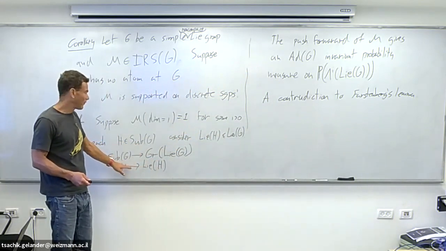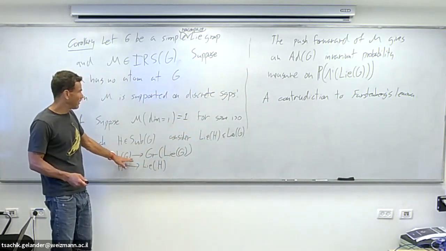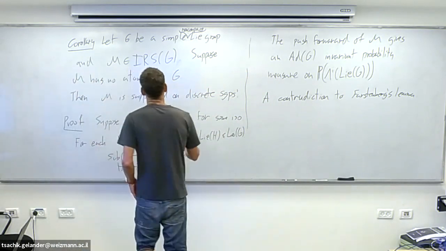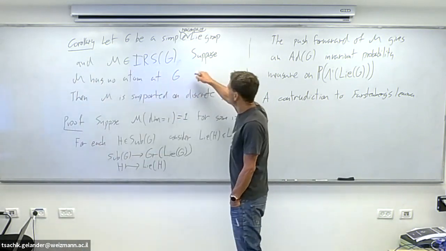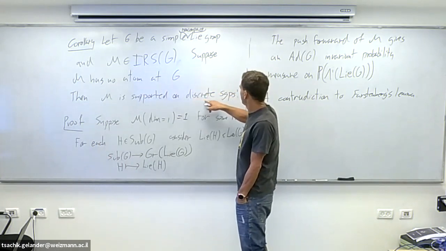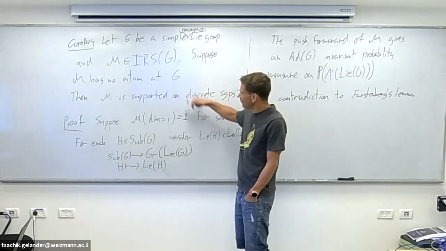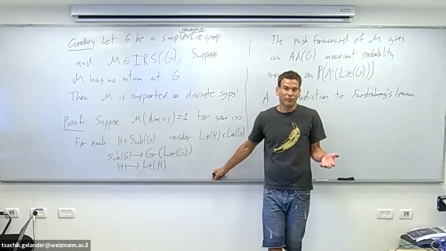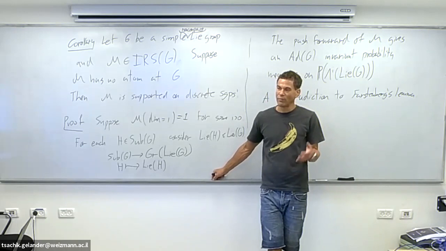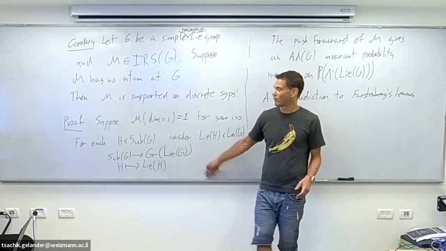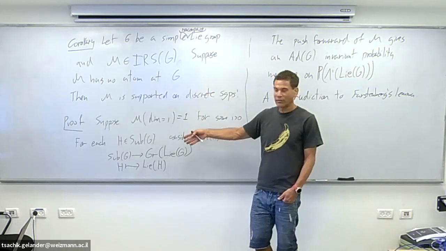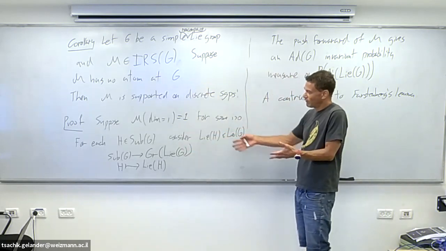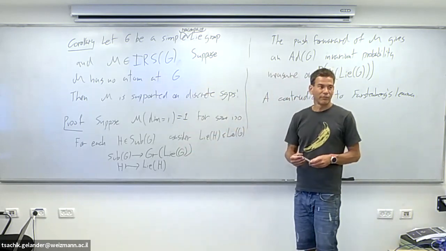So the Lie algebra of G. By the way, that's exactly what we want to show. We want to show that it's supported on discrete subgroups. Assuming the contrary, what does it mean that the subgroup is not discrete? It exactly means that it has positive dimension. A closed subgroup of a Lie group is always a Lie group by a theorem of Cartan, and it's discrete if and only if its dimension is zero. So if the dimension is positive, that's exactly the contradiction. And then we can assume that it's fixed and we get a contradiction to Fürstenberg.